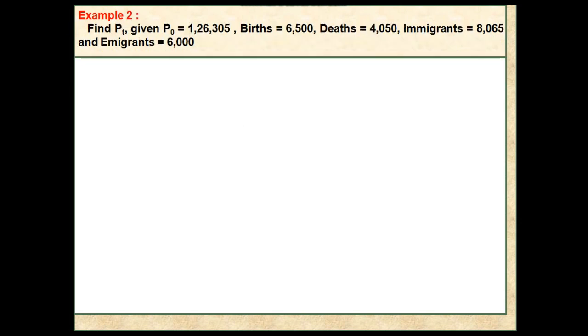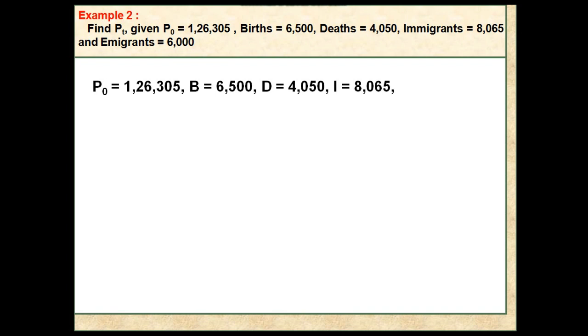Example 2. Find Pt. Given P0 equals 1,26,305, births 6,500, deaths 4,050, immigrants 8,065 and emigrants 6,000. After applying them in abbreviation, P0 equals 1,26,305, B equals 6,500, D equals 4,050, I equals 8,065, E equals 6,000.